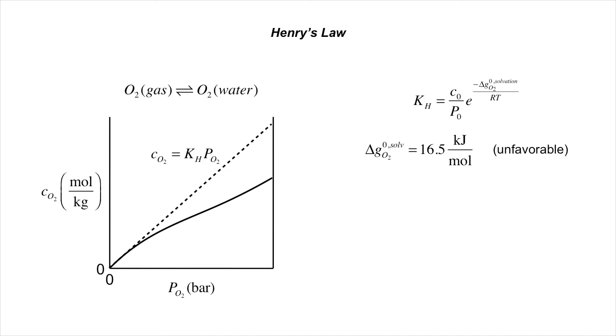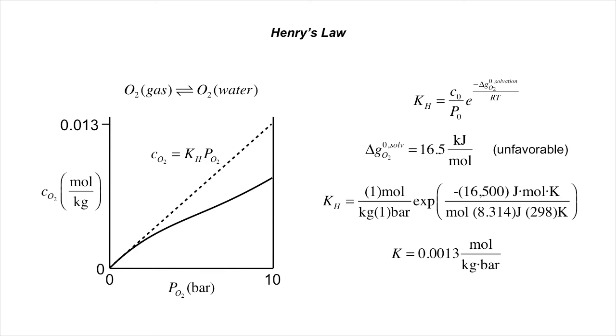The ability of the molecules to spread out in dilute solution counterbalances this unfavorable interaction under standard conditions of 1 mole per kilogram. We can see this by calculating the Henry's law constant. Substituting ΔG0 in the expression above, we obtain a constant of 0.0013 moles per kilogram per bar. At 1 bar pressure, this concentration is within about an order of magnitude of the concentration in the air. So the fish actually have quite a bit of oxygen to breathe.